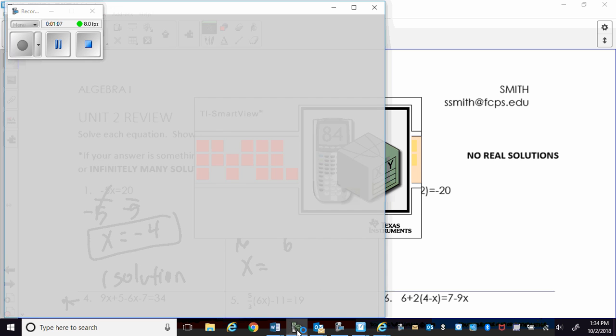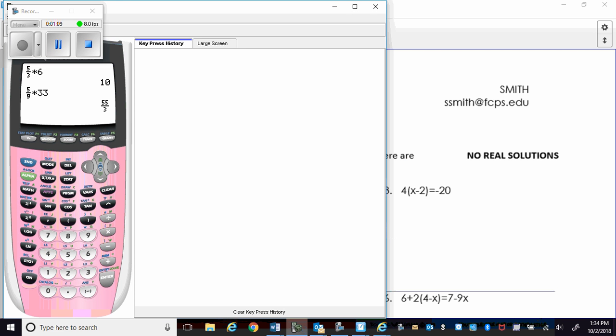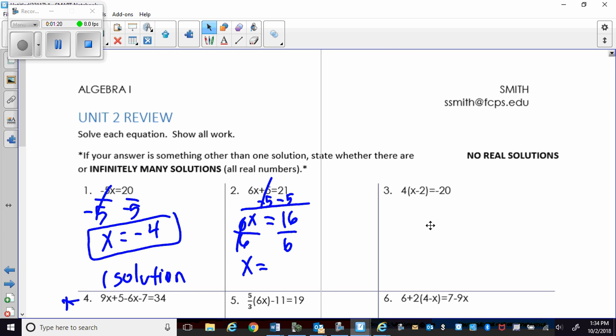Get a calculator if you don't have one. I'm showing you how to do it. You press alpha, Y equals, enter, 16 down 6, enter. It's 8 over 3. How many solutions? You have x equals a number. How many solutions? One solution. You have to write both of these answers.